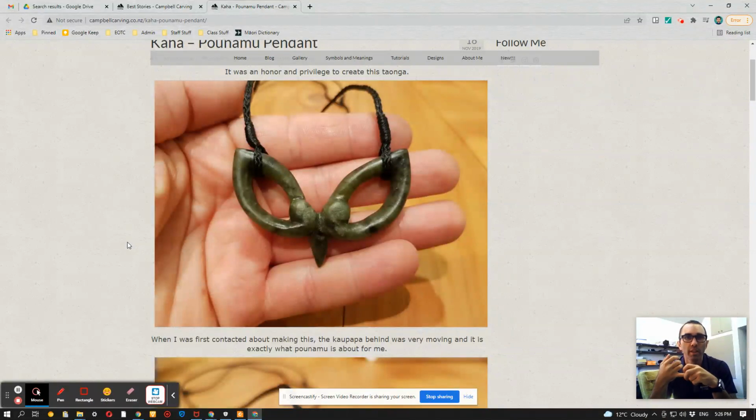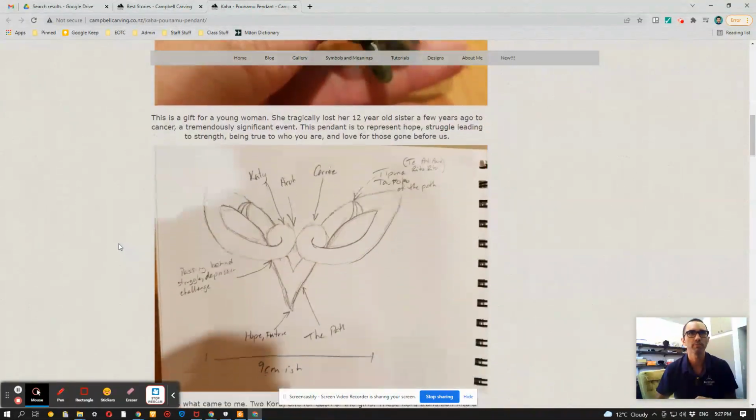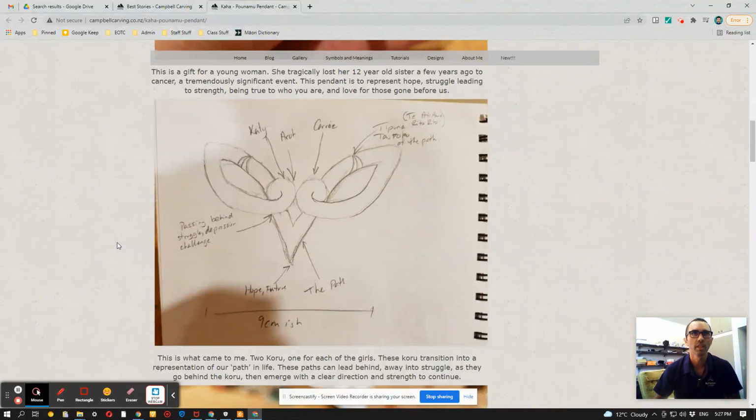A good way to start designing a taonga is to have a meaning or a purpose behind it without an idea of the shape or the form or the symbol. So you have the symbols that you know what they mean, what they could represent. Then you have your meaning, which is what you start with, and then you align your meaning with the symbols in a unique way to come up with your design. So the kaupapa is what's important first. This is where I started with the sketch.